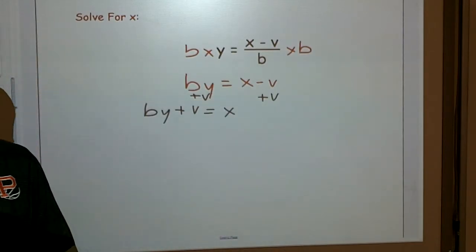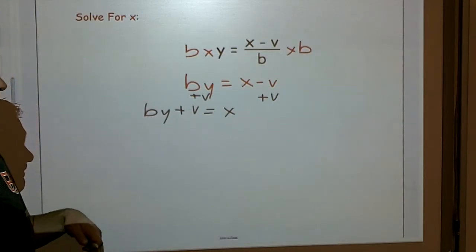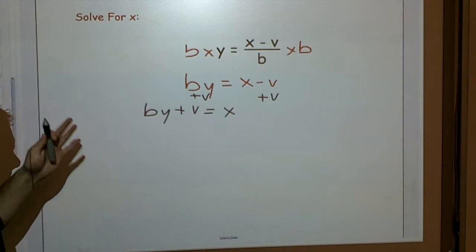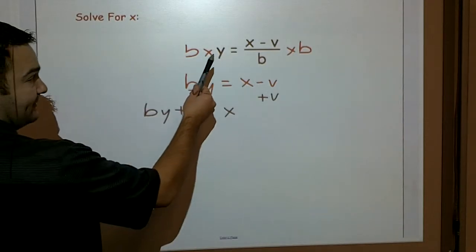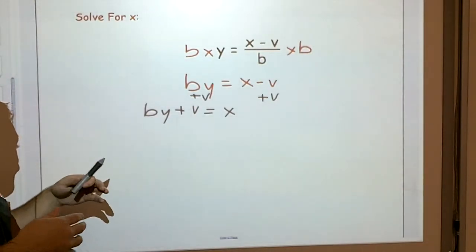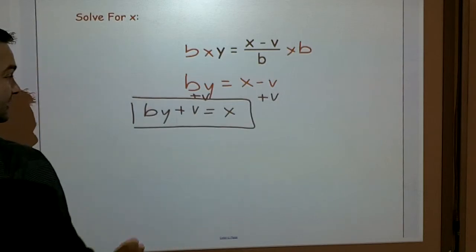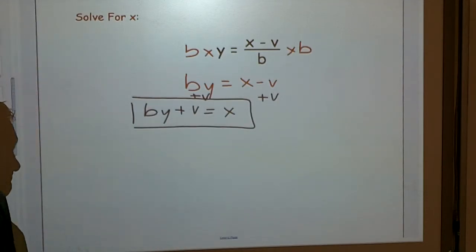Now again, this is a pretty abstract concept. Since there are no numbers, it can make things a little difficult. Follow your properties and imagine that you see every single variable that is not the one that you're solving for as being a number, and then try and work it that way. Okay, so our answer for this one would be b times y plus v equals x.